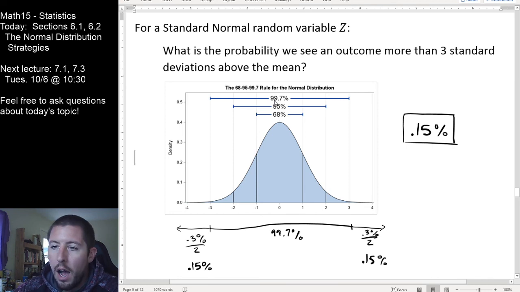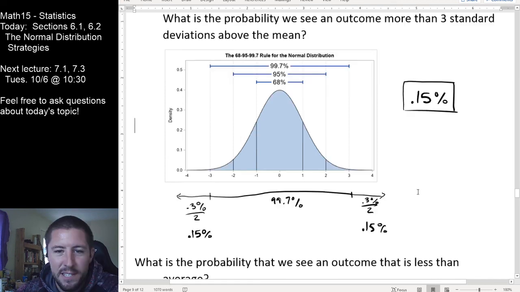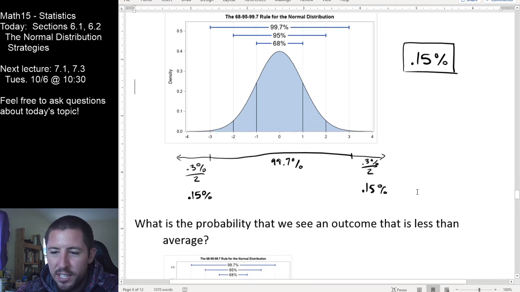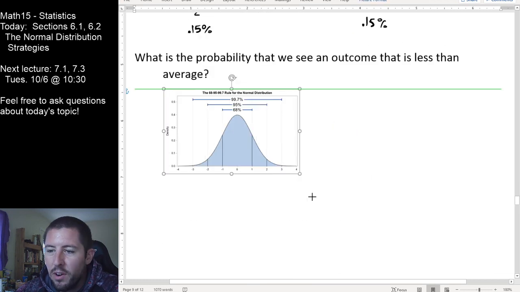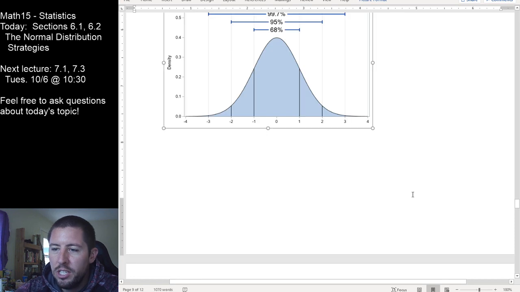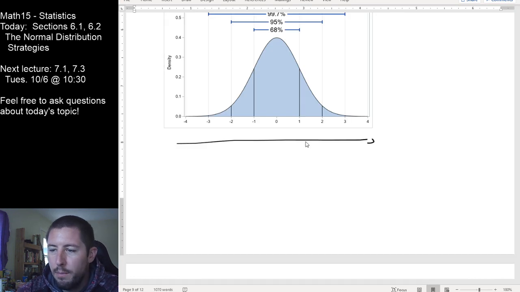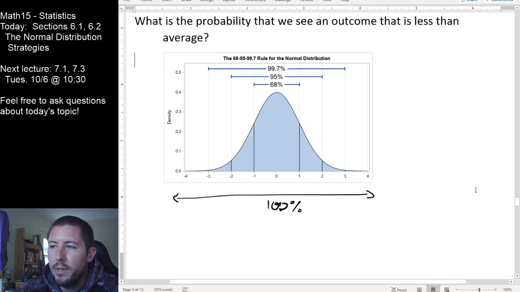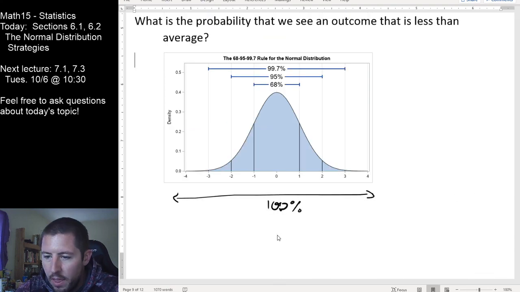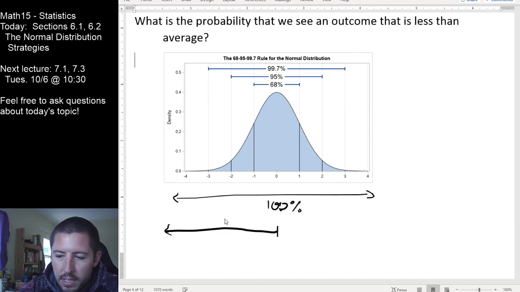So maneuvers like this is what we're looking for here. So let's answer some other questions that are just like this guy here. What is the probability that we see an outcome that is less than average? And so let's notice here, I'm going to do my dumb one right here, is just to say, if you go forever left and forever right, that's 100%. And so it should be the case that if we're looking at the probability that we see an outcome that is less than average, that we are looking to split this guy at exactly the halfway point of this thing right here. So this should just be 50%.